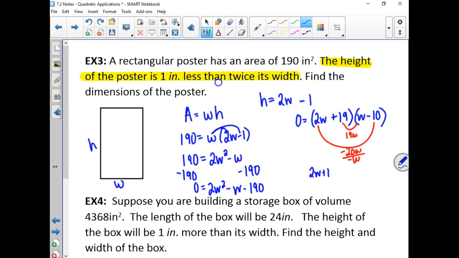2W plus 19 is going to equal 0. So 2W equals negative 19. I'm going to divide that by 2. But this answer, negative 19 over 2, I'm going to disregard because it's a negative answer.